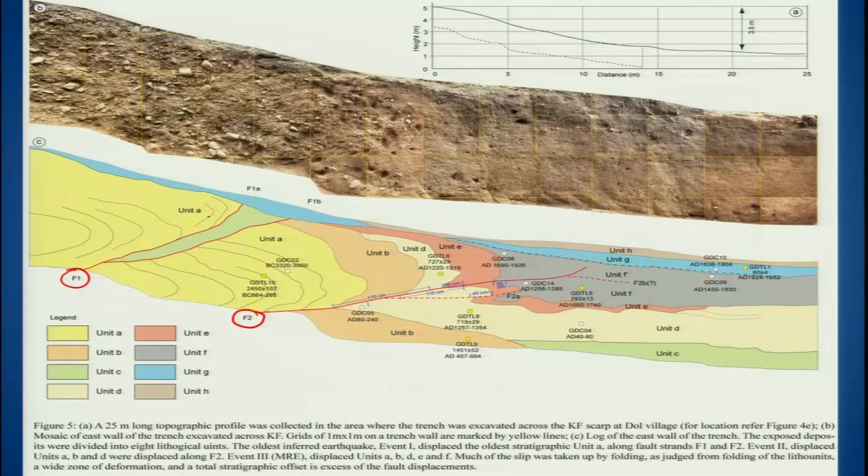Stratigraphically, if we reconstruct the stratigraphy of the deformed sediments, unit A is the oldest one and unit H is the youngest one. This is our topographic surface. We also measured the amount of displacement between different units, and that helped us in understanding what we see there.